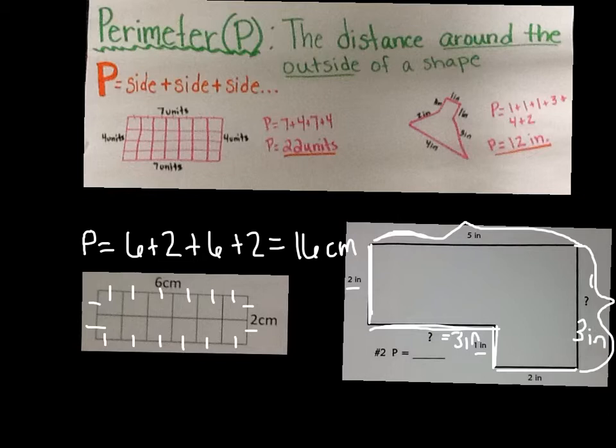Now we can figure out the perimeter by adding up all the sides. So we have 5 plus 3 plus 2 plus 1 plus 3 plus 2. Put your thumb up when you know the perimeter of this shape. If you said the perimeter was 16 inches, making sure that you also had your units in there, you are correct.